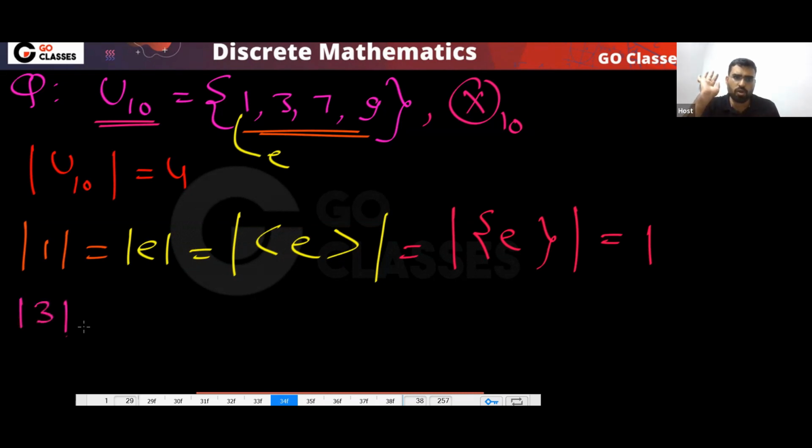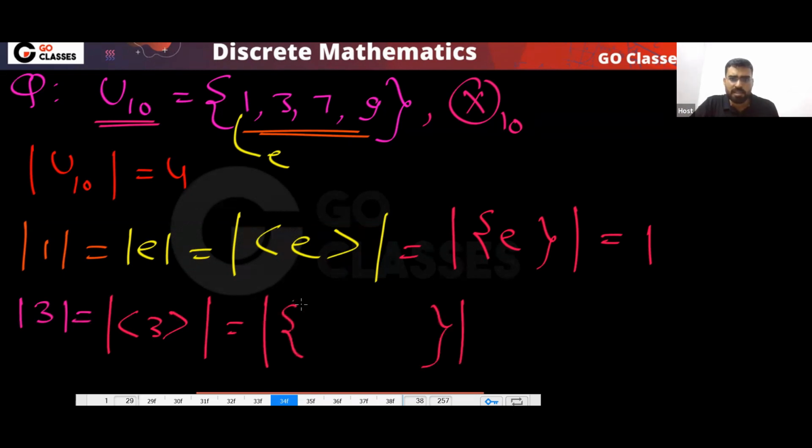What is the order of 3? The order of 3 means the cardinality of the subgroup generated by 3. That means 3 power 0, which is 1. 3 power 1 is 3. What is 3 power 2? Tell me. This will be 9. What is 3 power 3?